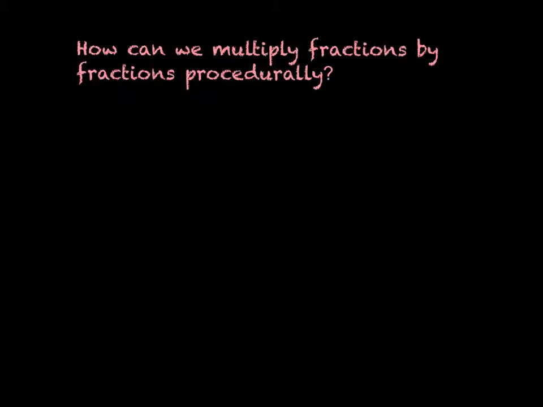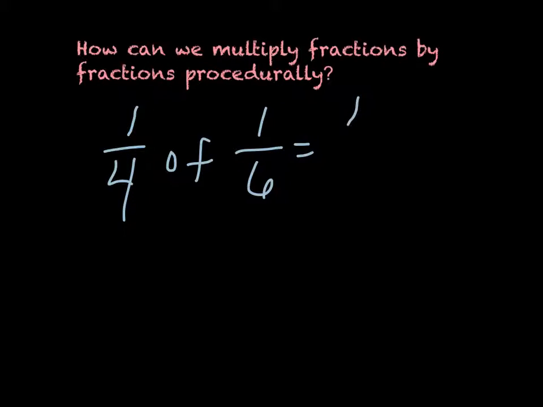What does that look like procedurally? So we had our problem. We were trying to find out what is 1/4 of 1/6. Well, when multiplying fractions, it's actually a pretty simple operation. We multiply straight across. So we are going to multiply our numerators by our numerators, and we're going to multiply our denominators by our denominators, and we will get our answer.